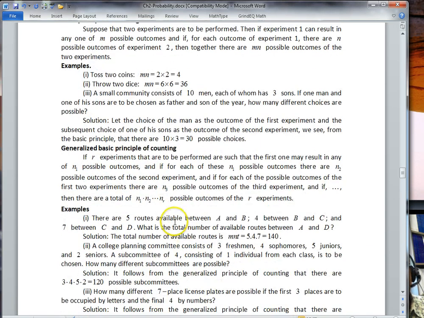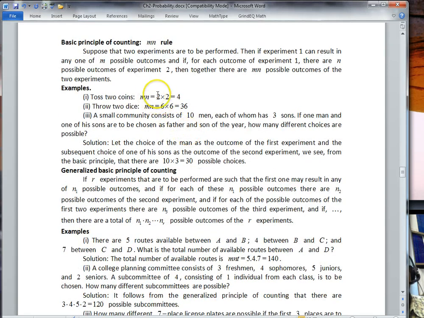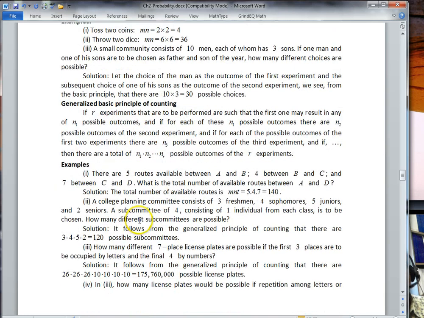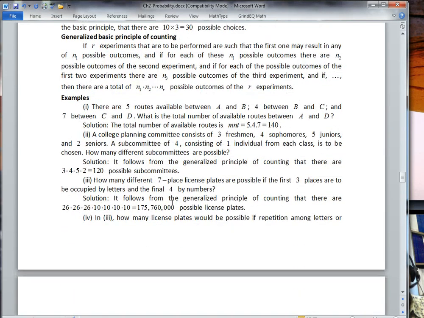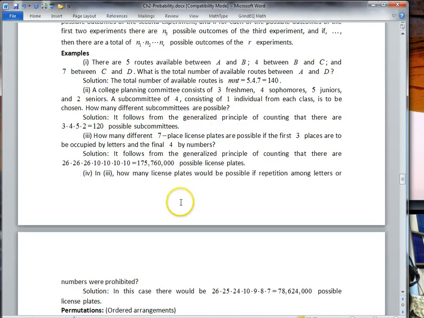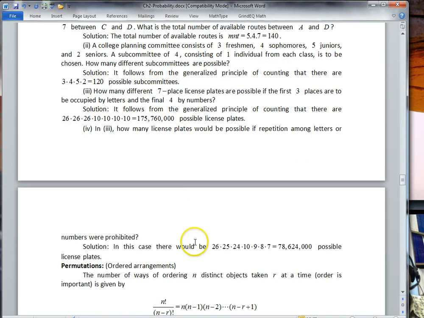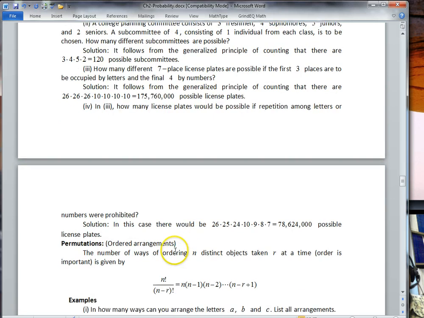We can generalize that for any number of experiments. I can have 3 experiments, like tossing 3 coins would be 2 times 2 times 2, or 6 times 6 times 6 for 3 dice, and so on. So what I have here is a generalization of the principle of counting, and some examples that I hope you will read. So I want to get to another example here.